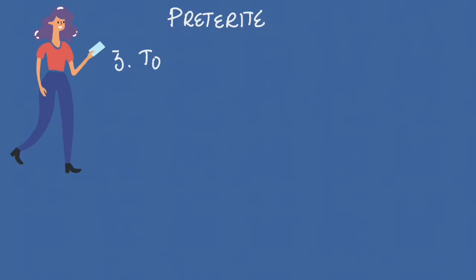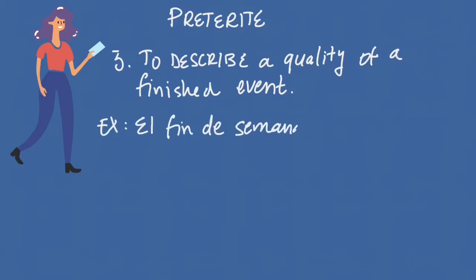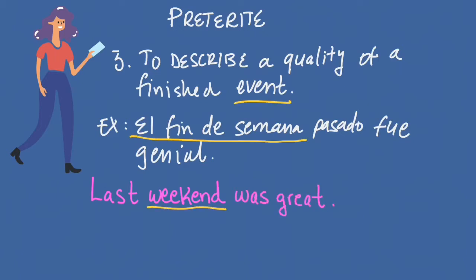And third, we use the preterite to describe a quality of a finished event. So, for example, el fin de semana pasado fue genial. In English, last weekend was great. So notice that weekend is my event, and fue genial or was great is the quality of that finished event.